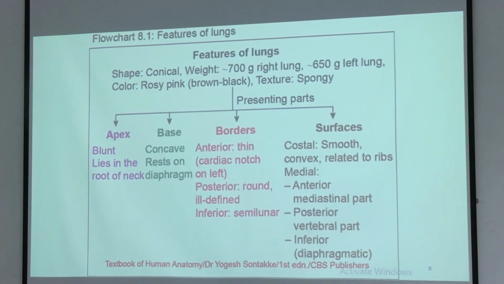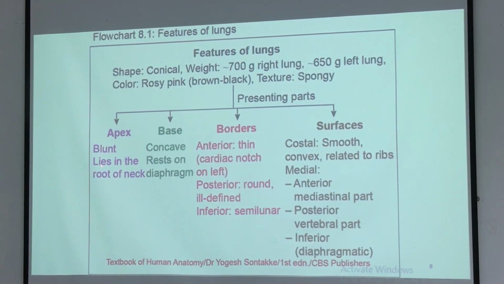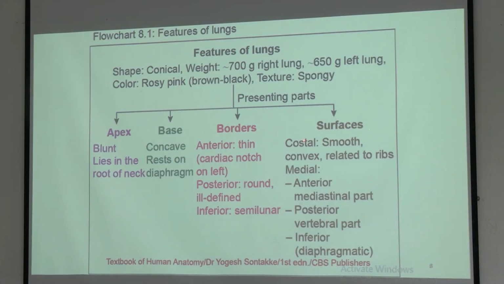Now apex: blunt, lies in the root of the neck. Base: concave, rests on the diaphragm. Borders: anterior thin with the cardiac notch on the left, posterior round and ill-defined, inferior semilunar. Costal surface: smooth, convex, related to the ribs, with anterior mediastinal part, posterior vertebral part, inferior diaphragmatic part.